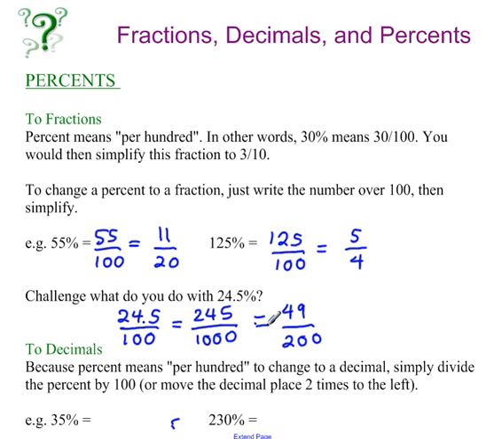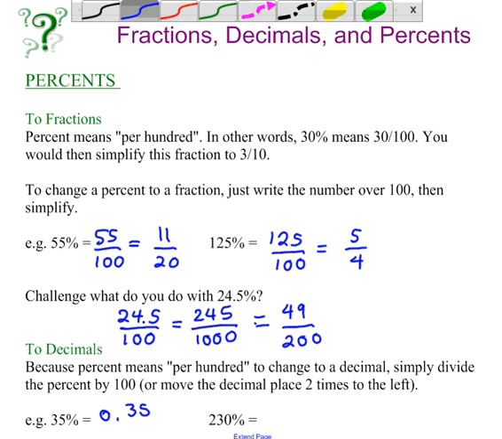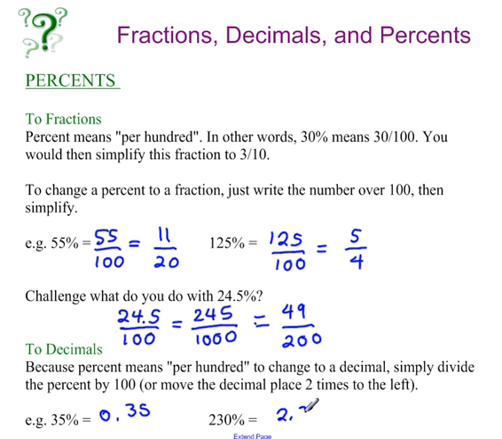Now, how do you turn a percent into a decimal? Well, again, because percent means per hundred, all you need to do is divide the percent by 100, or another way to do that is just to move the decimal place 2 times to the left. So 35% will become 0.35. You can write 0.35, or you can just write .35. It doesn't matter. And 230% will become 2.30 or 2.3.